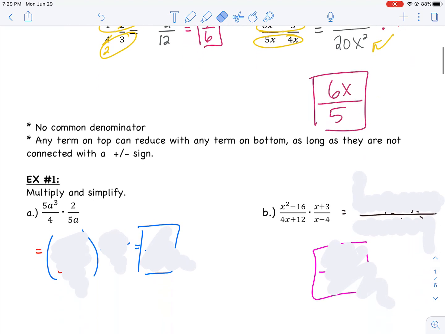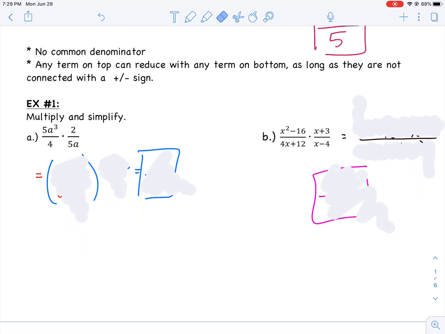Let's keep practicing. Again, remember, there's no need for a common denominator when you're multiplying or dividing. And any term on top can reduce with any term on bottom as long as they're not connected with a plus or minus sign. They have to be factors of multiplication, not addition or subtraction.